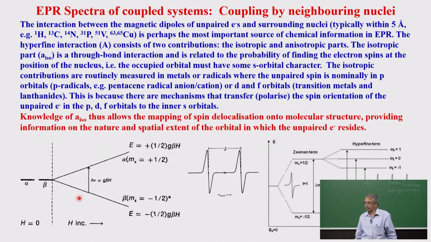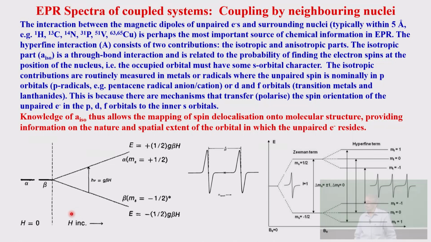So they have the same energy, but now when you bring this kind of a system into a magnetic field, or you take a magnetic field and put on top of that such a molecular system, the beta spin and the alpha spin are separated by an energy gap which is half g beta H, which I have already mentioned in the previous class.